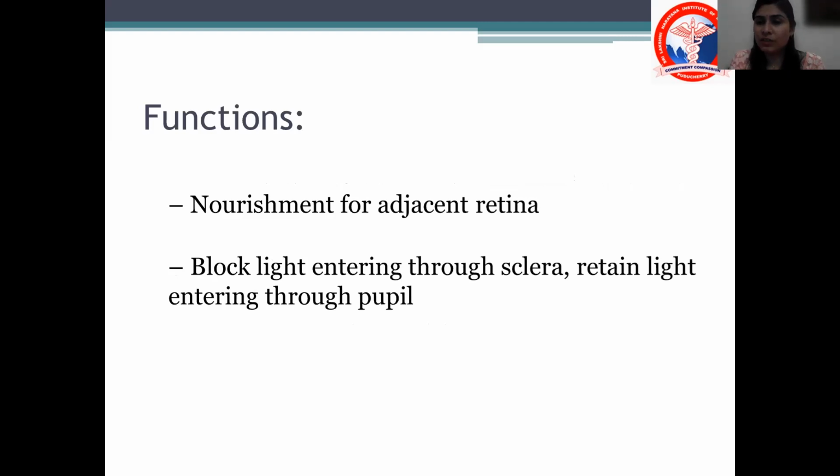Now, the functions of the choroid. The main function is the nourishment of the adjacent retina because of its highly vascular core. The other function is that it blocks the light entering through the sclera and retains the light that enters through the pupil. It also absorbs the reflected light in the eyeball.